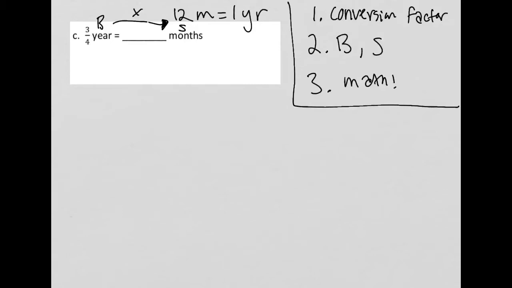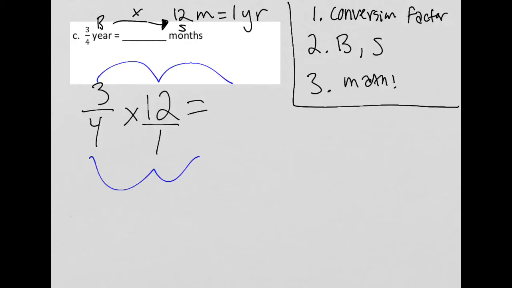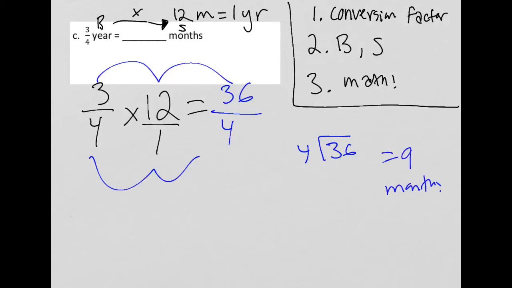So my equation that I'm going to use here is 3/4 times 12 is going to give me how many months? Because 3/4 is my amount of years I have. And now I'm multiplying because I'm going from years to months, and I'm multiplying it by 12. So really that's 3/4 times 12 over 1. I'm just going to go right across. 3 times 12 is 36. 4 times 1 is 4. So I get 36/4. And if I was going to do that division, 36 divided by 4 is going to be 9 months.